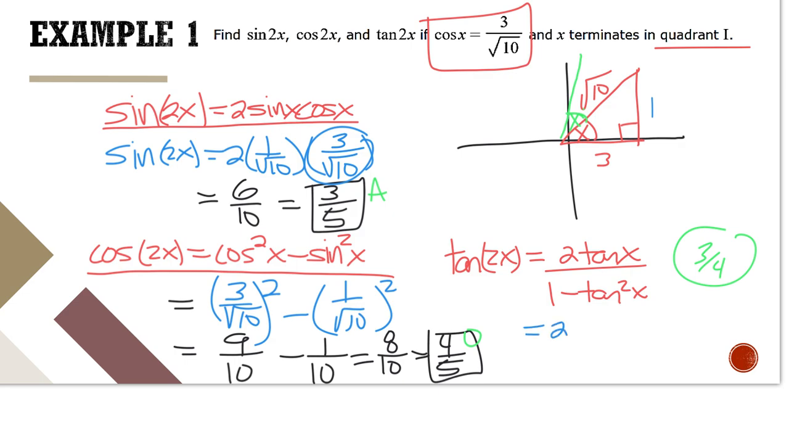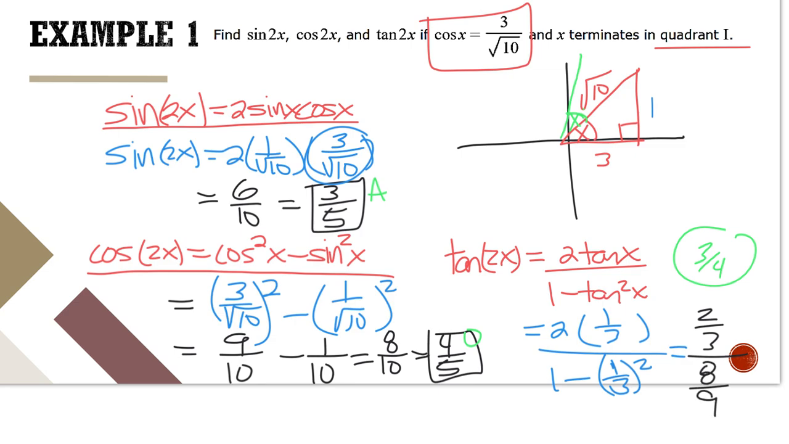But this is 2 times the tangent of x. The tangent of x, remember, is opposite over adjacent, so 1 over 3 in this case. And then we're going to put it all over 1 minus that 1/3 all squared, which if you simplify that, is 2/3 on top, and on the bottom it's 1 minus 1/9, which is 8 over 9.